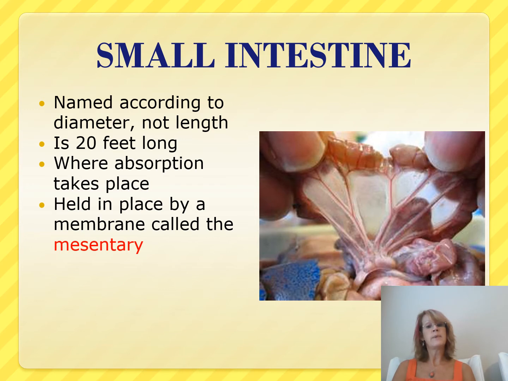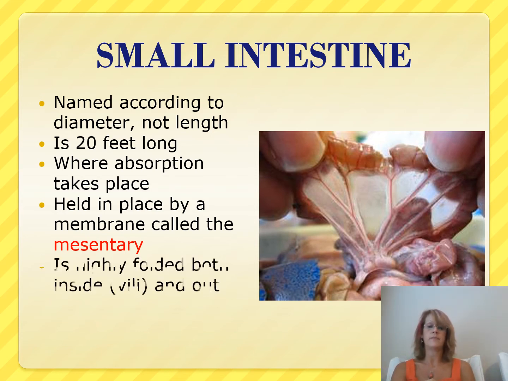It is held in place by what's called the mesentery, and that's what you're seeing here in this picture. It's this membrane that we use to keep our intestines kind of coiled up and nice and strong. And if you ever get to do a pig dissection or a cat dissection in your anatomy class, you'll be able to tear that mesentery and unravel your small intestines.